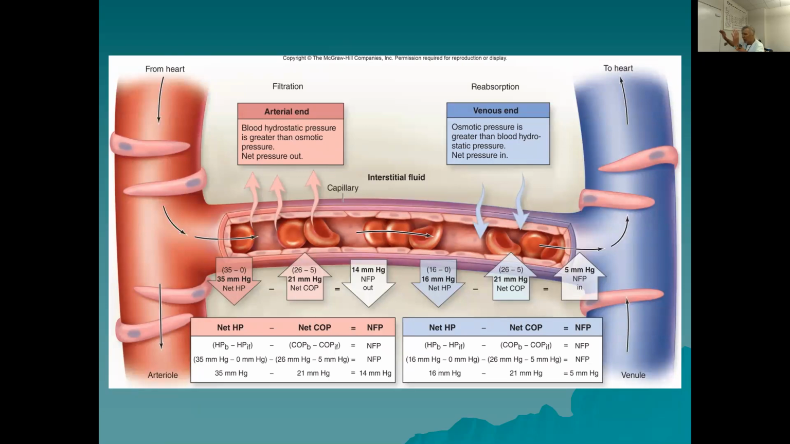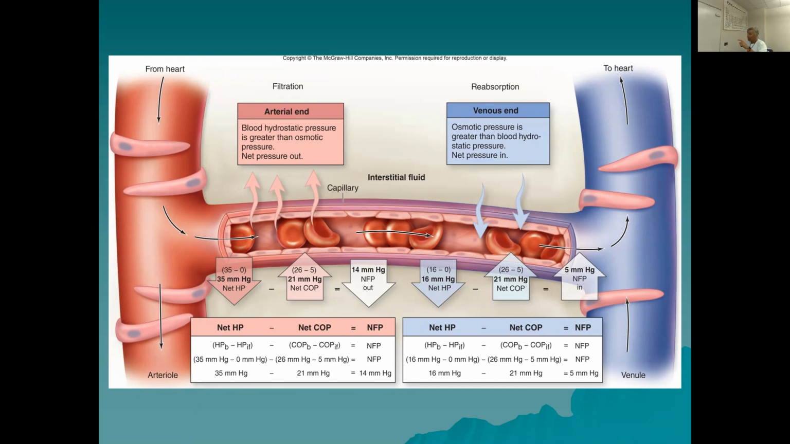It's got a lot of numbers, and I'm never going to give you numbers, so you don't have to do math problems to figure out net filtration pressure. But net filtration pressure is the osmotic pressure versus the hydrostatic pressure. The hydrostatic pressure is a force pushing blood out of capillaries. Osmotic pressure is a force pushing blood into capillaries. Net filtration pressure is osmotic pressure minus the hydrostatic pressure.